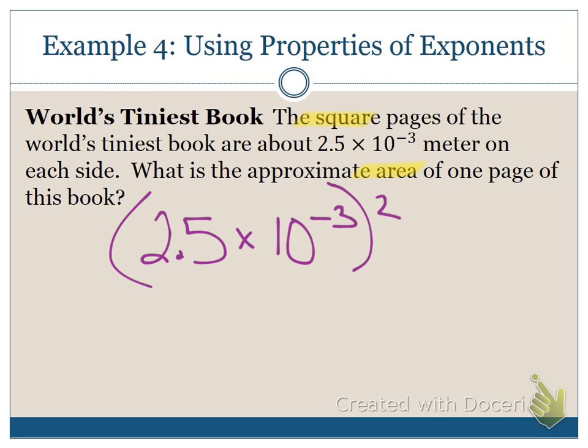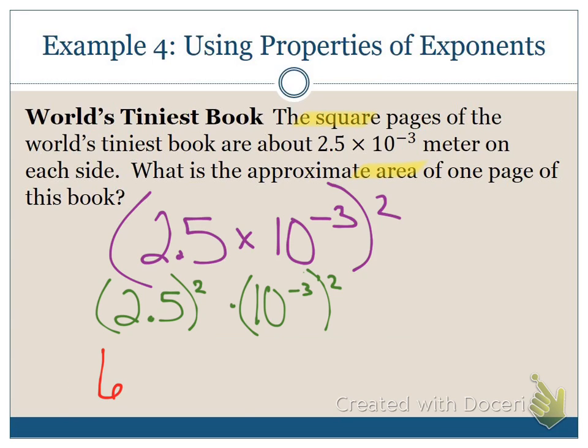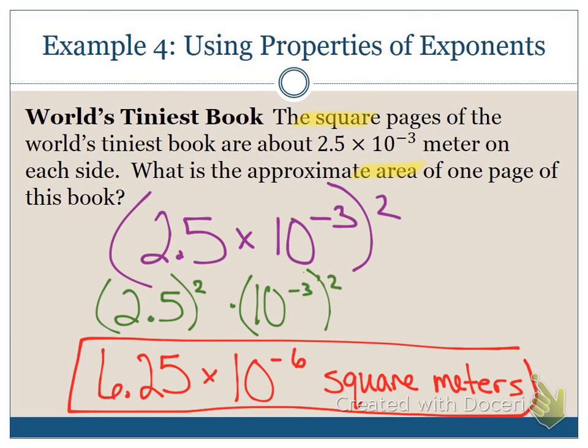Go ahead and now try to evaluate this expression. Okay, what's 2.5 squared? 6.25. What's 10 to the negative third squared? 10 to the negative 6. 6.25 times 10 to the negative 6 square meters. Or meters squared. That would be fine too. Okay, so taking an expression, you have a section like this on your homework tonight. So just make sure you raise each term inside the parentheses to that power. And if you understand that, that's everything you need to know for your last pre-algebra lesson of the year.